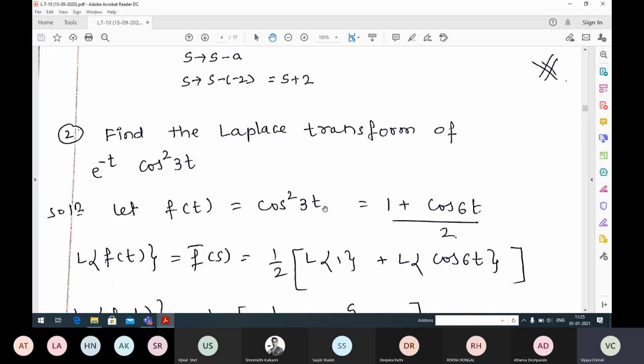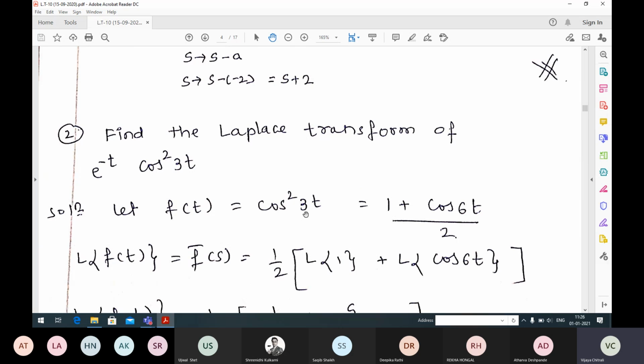Now move on to next one. Find the Laplace transform of e raised to minus t cos square 3t. So how is it? It is of type e raised to at into f of t. So what will be the f of t? So f of t will be cos square 3t, right?